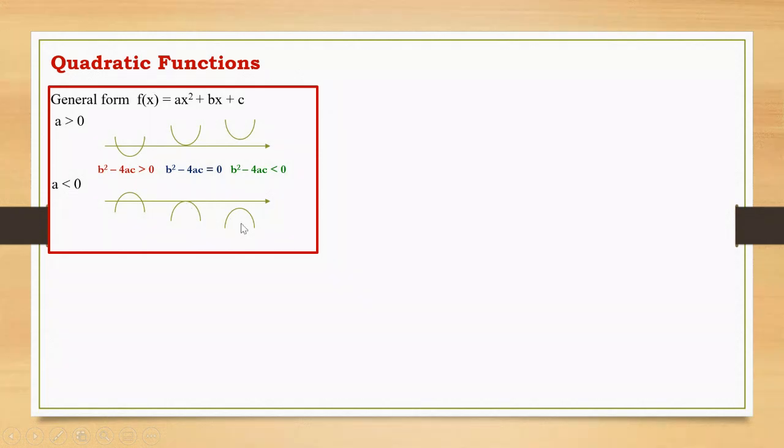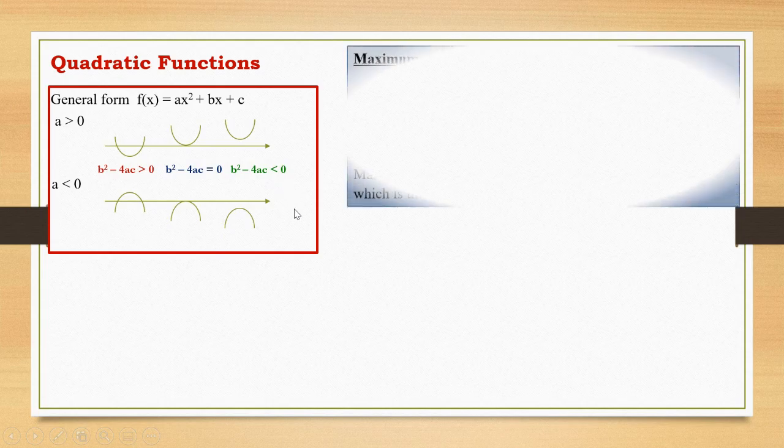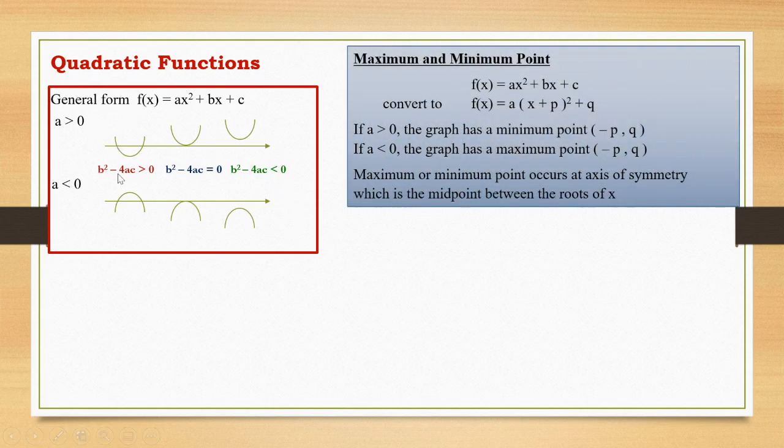Okay, so when I say always positive or always negative, that means when you have this as your x-axis, always positive means above your x-axis, always negative means below your x-axis. So the condition is b squared minus 4ac is less than 0. Now, with the shape of your graph, you can see there is a minimum point when a is greater than 0, a maximum point when a is less than 0.